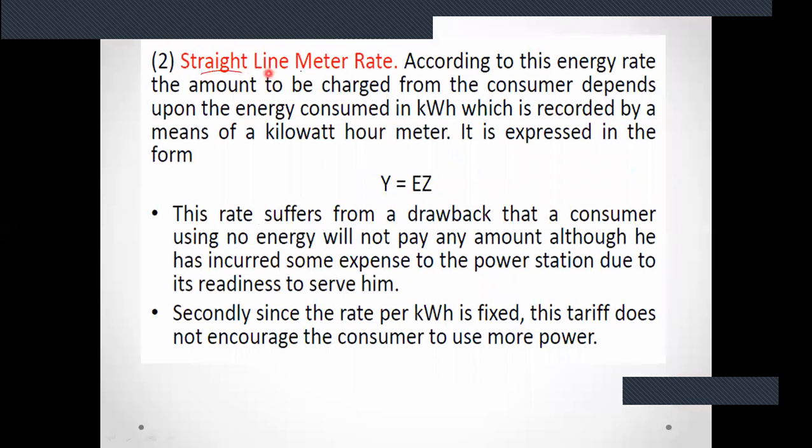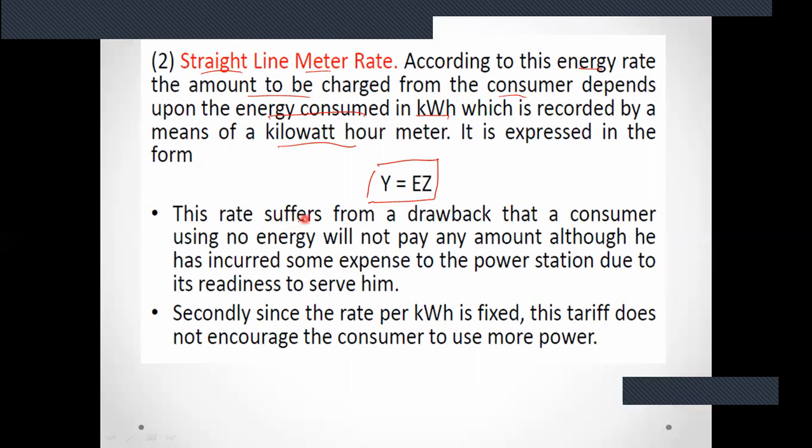Then comes the straight line method. Here the energy rate, the amount to be charged from the consumer, depends upon the energy consumed, which is in terms of kilowatt hour, and it is recorded by means of a kilowatt hour meter. We can write it as Y is equal to EZ. Y is the total cost, and E is for the energy consumption.